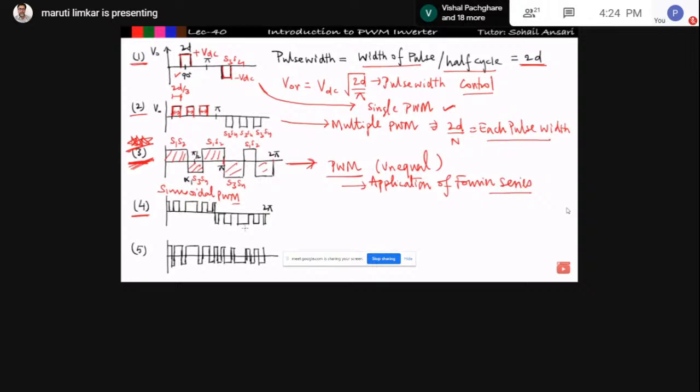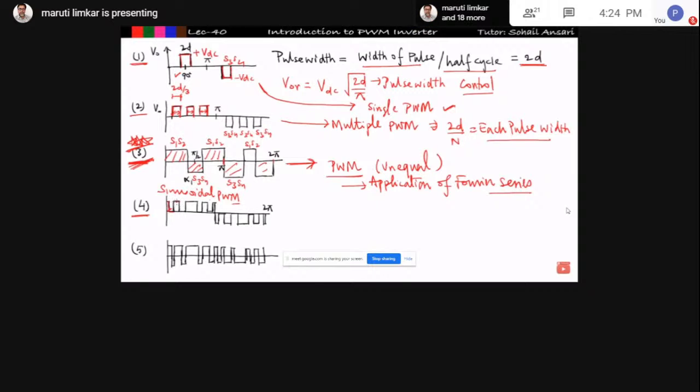And we compare those two waves in order to get the output voltage. See, this output voltage is following the sine wave only. If you find the average output voltage, this is my VDC for T on time, and this is for T off time. So overall, the average output voltage will be something like this.